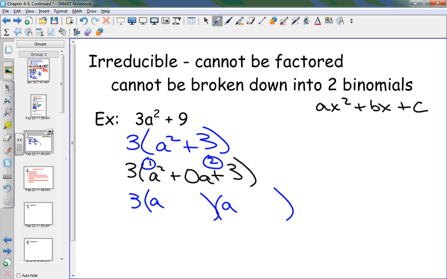Positive, negative. Plus plus or minus minus. How do I determine that? Look at the middle sign. So that tells me plus plus. Now I need factors of 3. What are my factors of 3? 1 and 3, and that's it.